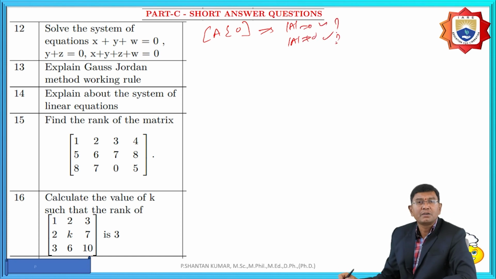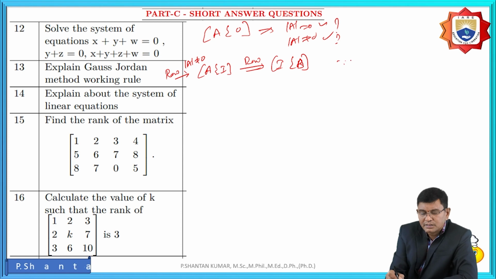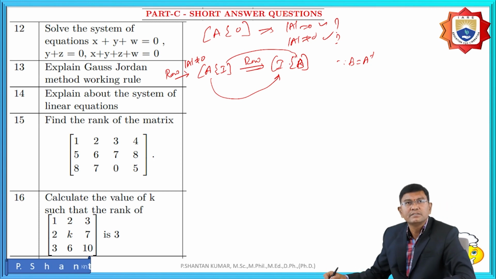Explain the Gauss-Jordan working rule. The Gauss-Jordan working rule is nothing but that the row operations must ensure the determinant of A is not equal to 0. By row operations the matrix A is reduced to B, where B is the inverse of the matrix. That means A is reduced to I and I is reduced to B.